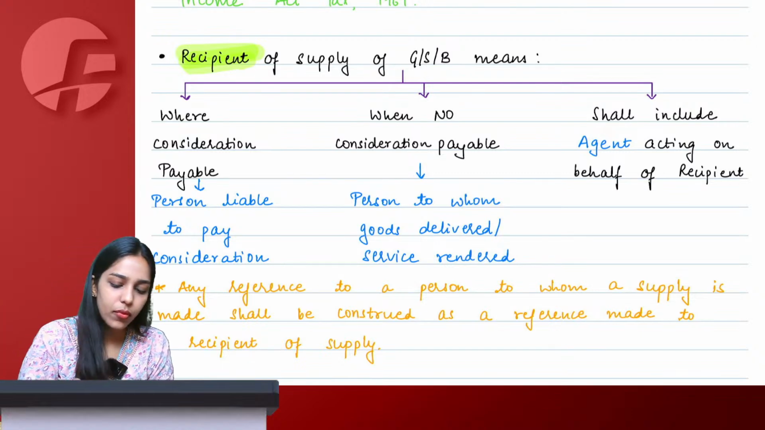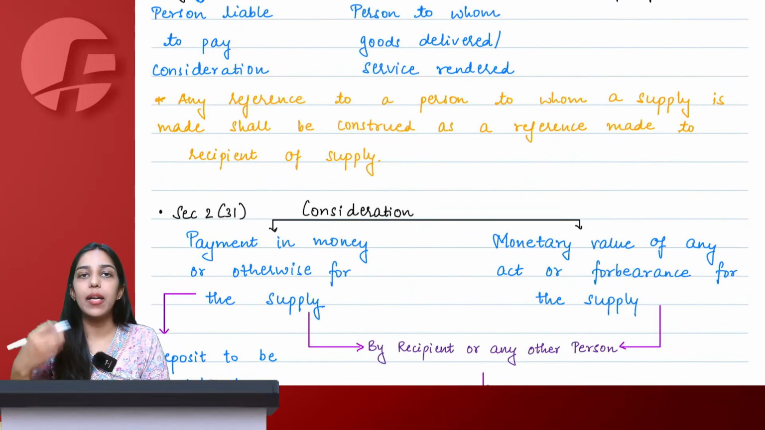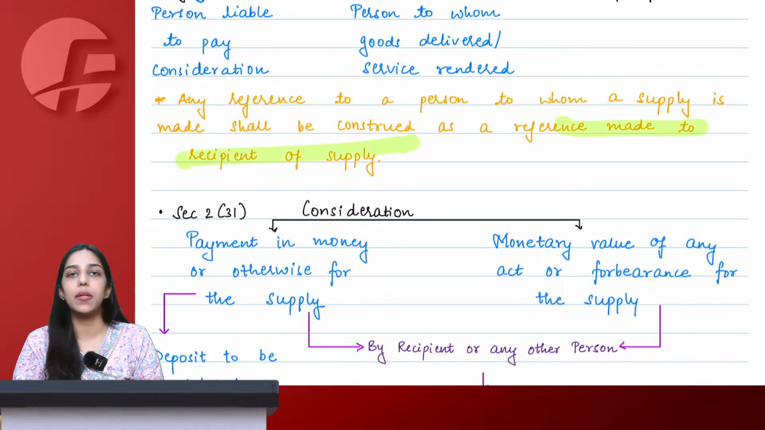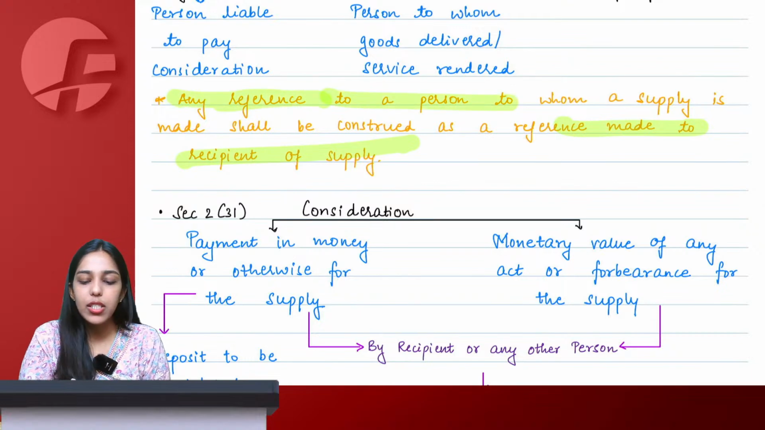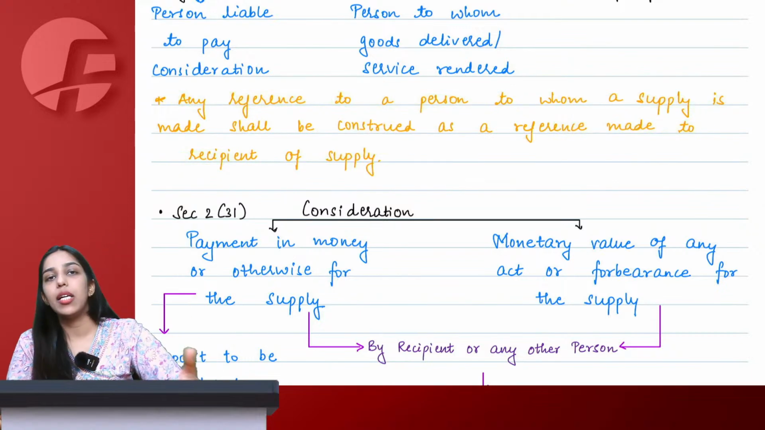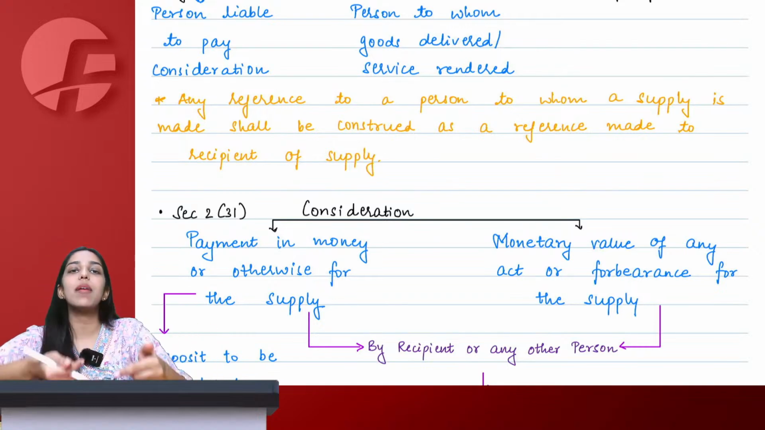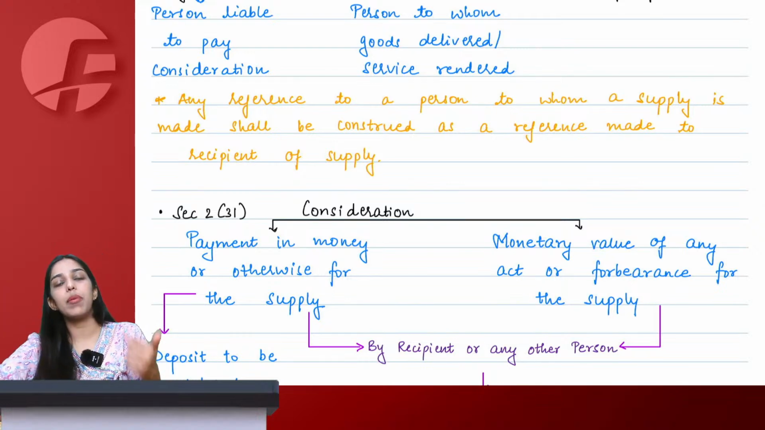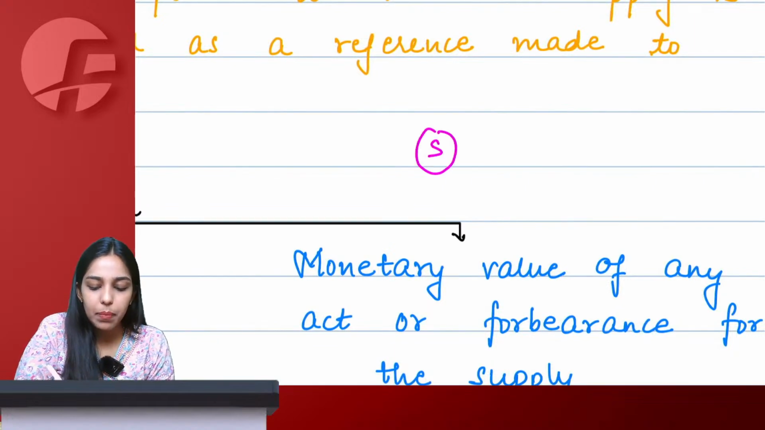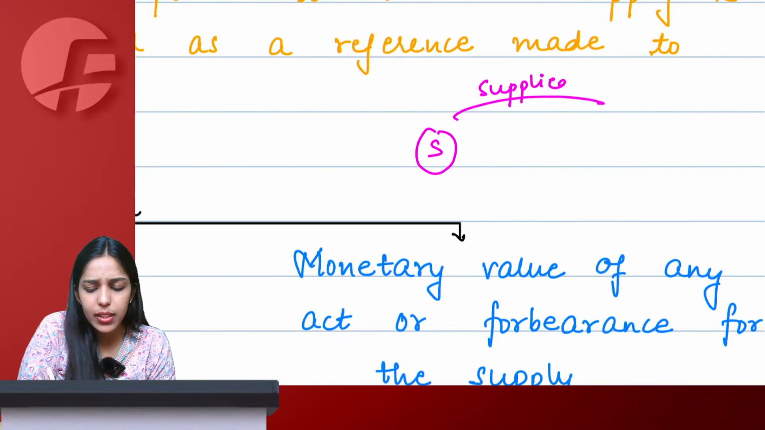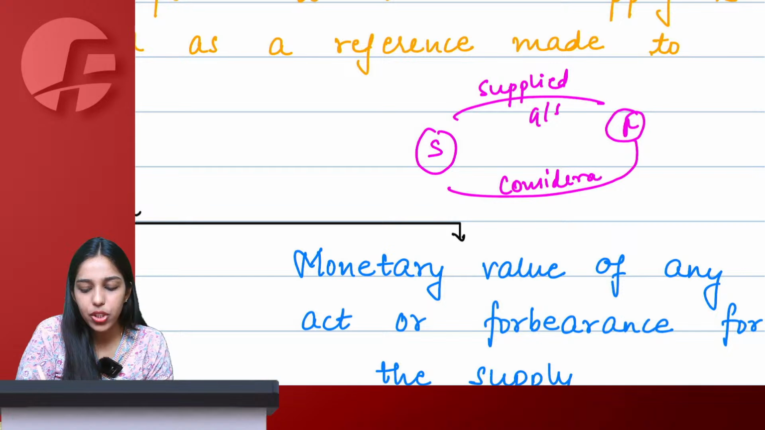So throughout the course of GST, anywhere, if at all we make a reference that supply is made to a person, we automatically mean that supply is made to the recipient. So any reference made to a person that we have made supply, you construe it as if that supply is made to the recipient only, because the person making supply is the supplier. Then the person receiving the supply is known as the recipient. Now going back to the diagram, the supplier supplied goods or services to the recipient, and the recipient is paying consideration in exchange.